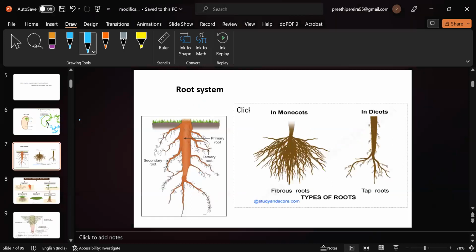Now ये है taproot. देखो, this is the taproot. This picture what they are showing is a taproot. यहाँ पर देखो, there is a primary root, secondary root, and the lateral small roots to the tertiary roots. So taproot, primary root is originating from the radical. Now we will study what is a fibrous root.